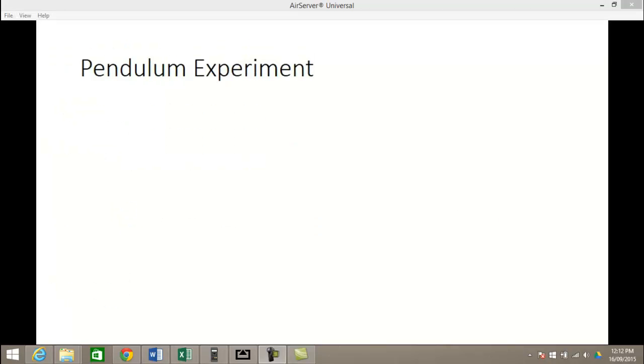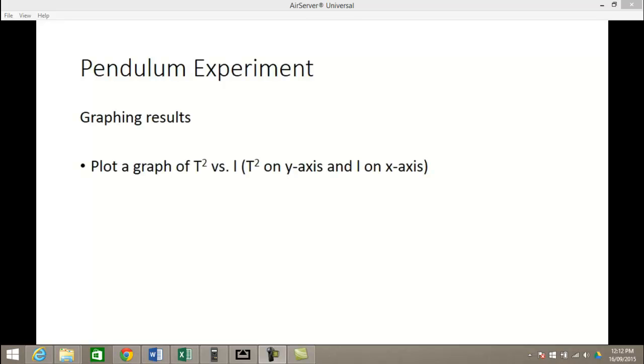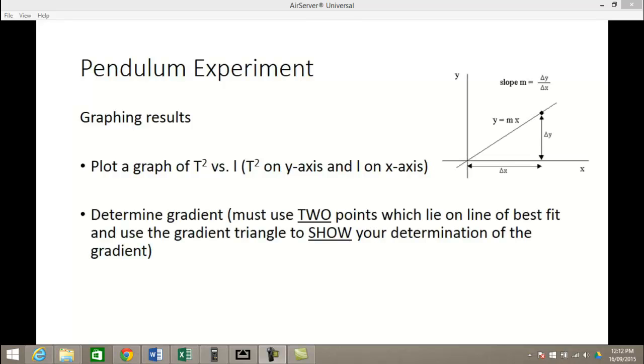From these results, we need to make an appropriate graph. This is where we use our value of period squared. We plot a graph of period squared versus length of the pendulum. Period squared is to be plotted on the y-axis, and the length of the pendulum is to be plotted on the x-axis. From this, when we determine the gradient, again, we must use 2 points, and those 2 points must lie on our line of best fit. We then must use a gradient triangle to show our determination of the rise and the run, and then from that to show our determination of the gradient.